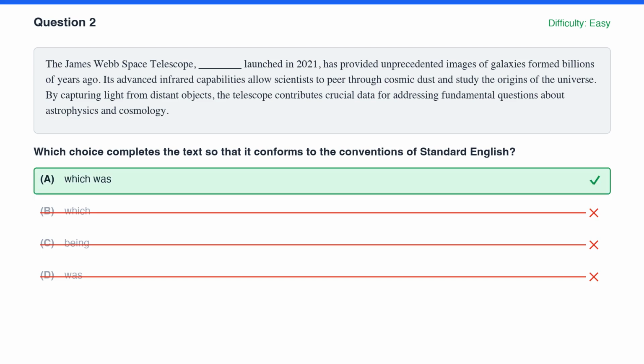Choice A, which was, creates the relative clause which was launched in 2021. The relative pronoun which connects the clause to the telescope, and was launched supplies a complete passive verb, leaving has provided to function as the main verb of the sentence.